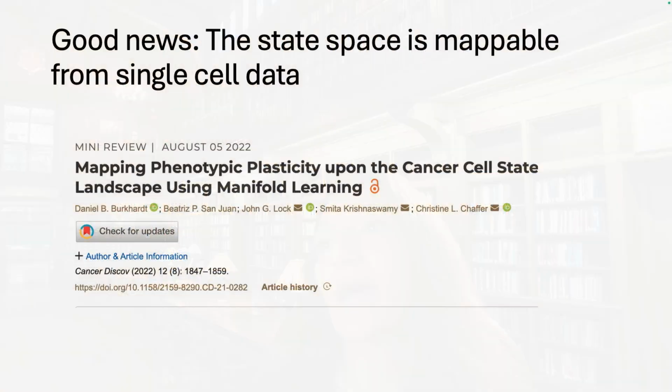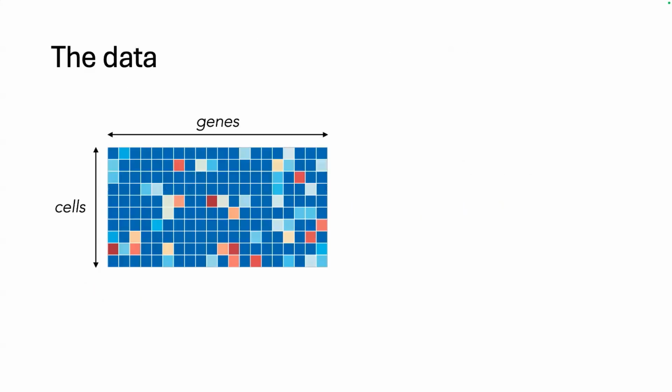The good news is that this state space, with the current technologies we have, where we can measure single cell RNA-seq, single cell proteomics, epigenomics to some extent, does seem mappable. So we wrote this review a while ago, which has become semi-popular, that we can map phenotypic plasticity and the cancer cell landscape using the computational term manifold learning, which is just learning the state space.